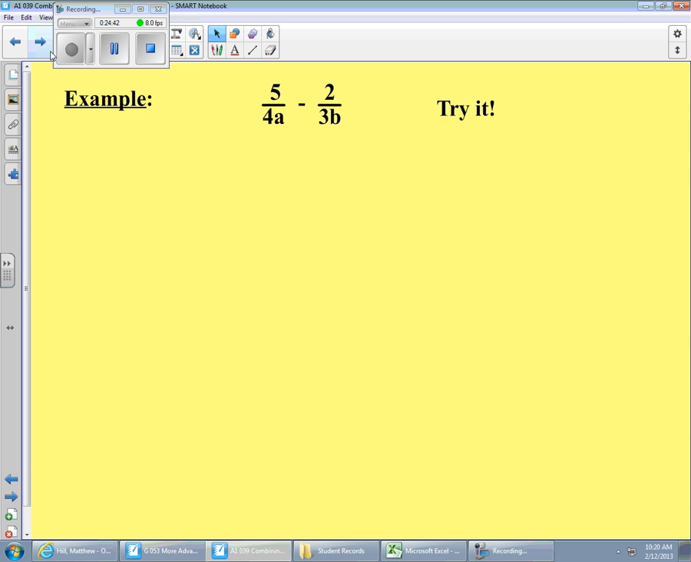Okay, here's one problem. Let's take a couple of moments and have a look at it, see if we can figure it out. Jot it down on your paper real quick and give it a try. 5 over 4a minus 2 over 3b. I'll give you a couple of moments of head start, and then I'll start working through the problem and see if I can catch up to you.